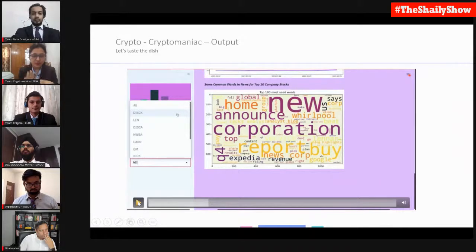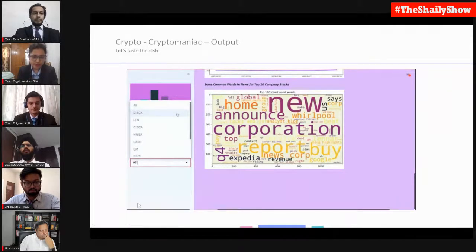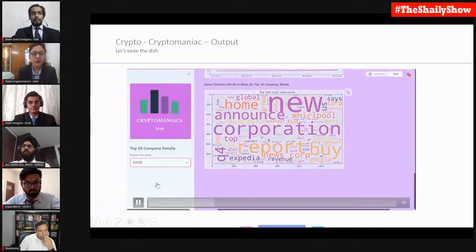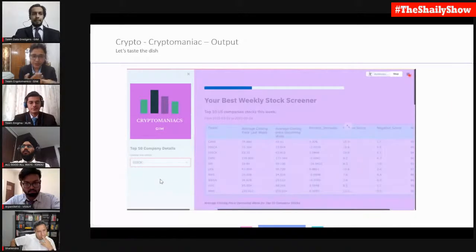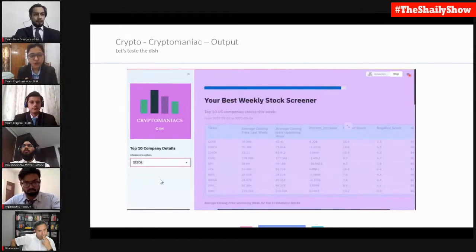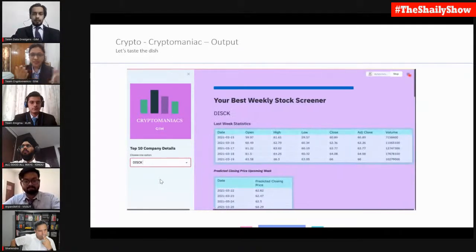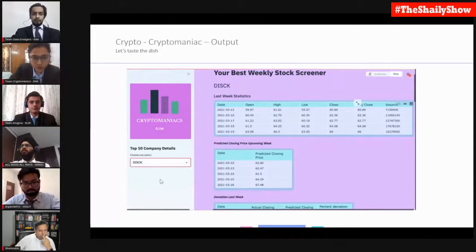Just in case you want to go to a particular company from all these top 10 stocks, then if you could please play. So here we want to go to one of the companies, say Discovery over here. The ticker name is DISC, and the model is working at the back end, and there we will get the statistics of this particular company. And here we are.